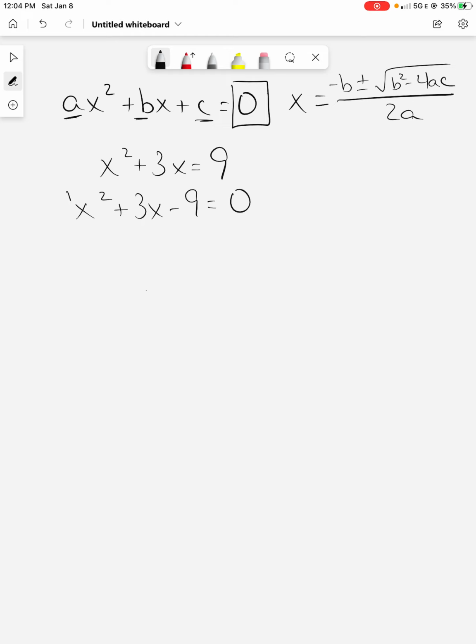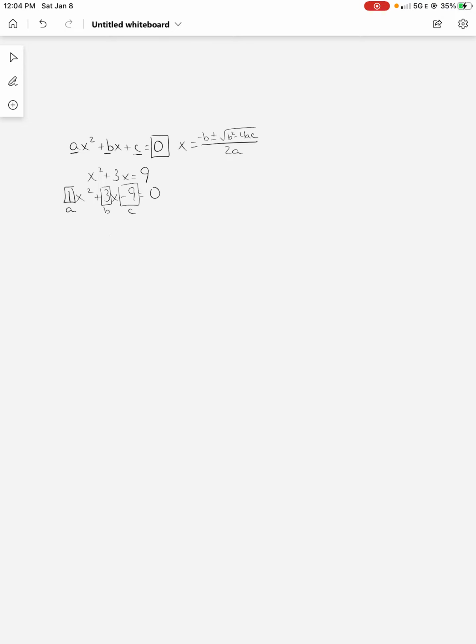So remember that the number here is our a, which in this case is a 1. The number here is b, and the number here is c. So we look at our formula. Right? And we have x equals negative b, our b is 3, so that's negative 3, plus or minus the square root of b squared, so 3 squared, minus 4, a is 1, c is negative 9, all over 2 times a, which again is 1. Now it's just a matter of simplifying.